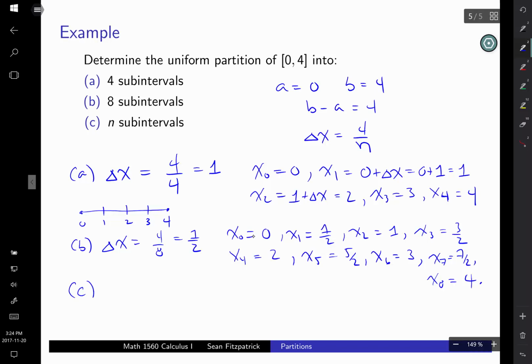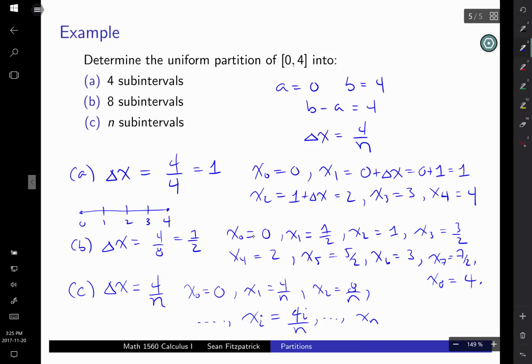If we were doing this in general, with n subintervals and n unspecified, then delta x is simply 4 over n. We would have x naught is still 0. x1 is going to be 4 over n. x2 is going to be 8 over n. And this time, because we didn't say how far we're going to go, we can just say what a general term looks like. xi, after i times, we're doing i times delta x, so it's 4 times i over n, all the way down to xn, which will be 4 times n over n, which is just 4.